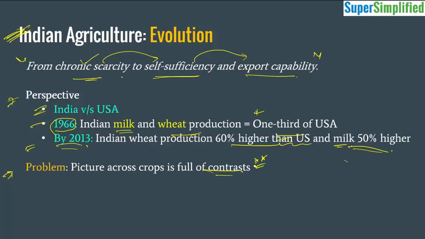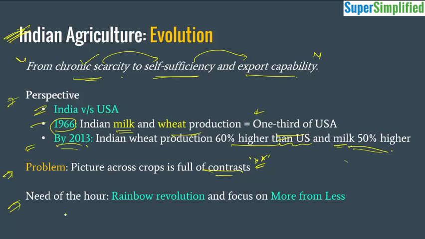So there is a lot of bias in terms of crops also. Some of the crops which got a lot of focus during the Green Revolution are becoming the prime focus of the farmers, and we are still importing a lot of pulses from foreign countries. The need of the hour is a rainbow revolution, where we will be focusing rationally on all the agricultural commodities. So it will be a kind of balanced development, and again an equivalent focus on more from less.